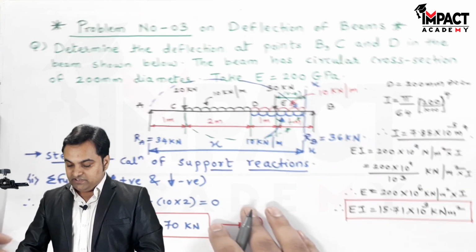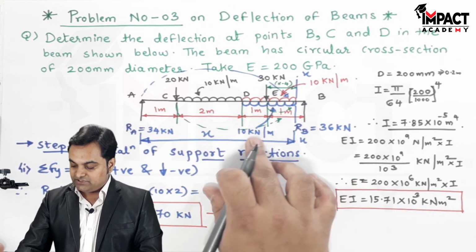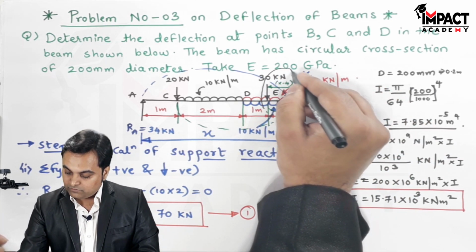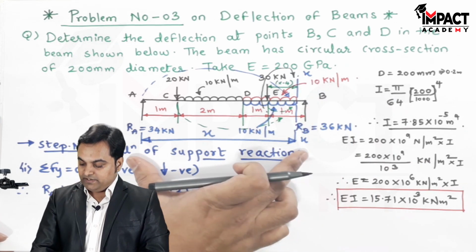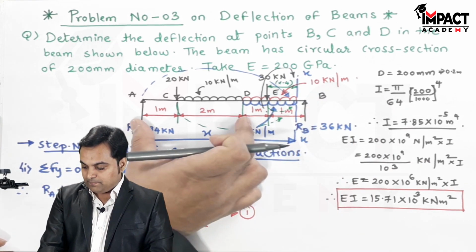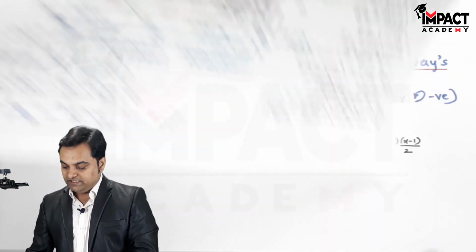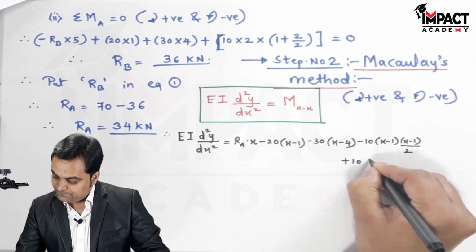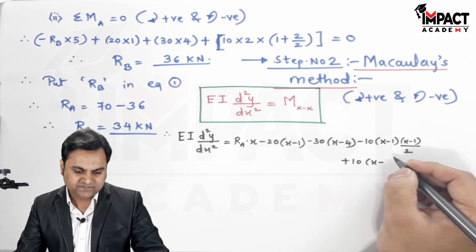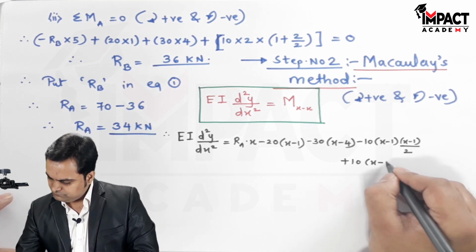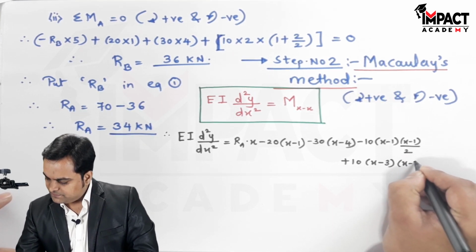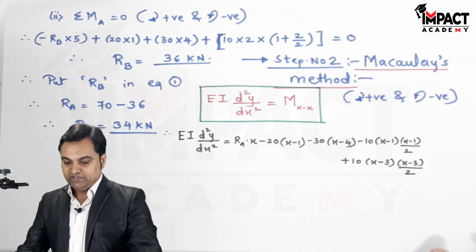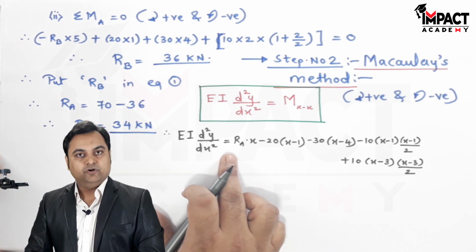Then at last there is even a UDL in this upward direction of same intensity, and this UDL will be producing moment in the clockwise direction, so that will be plus. It is acting at a distance of X minus 3 meters, so that would be plus 10 into X minus 3 and acting at X minus 3 by 2. So this is the entire equation. Here I will be putting the value of RA.